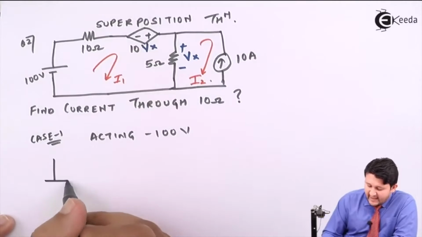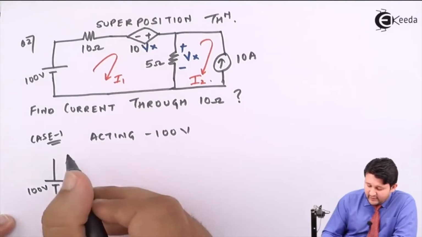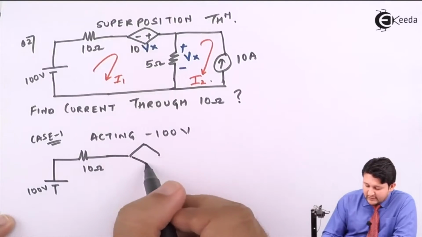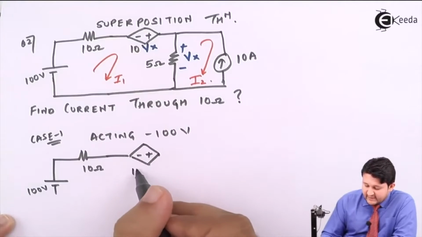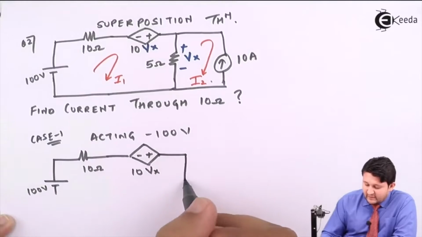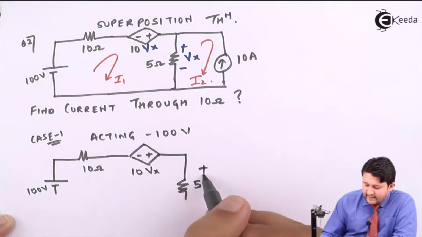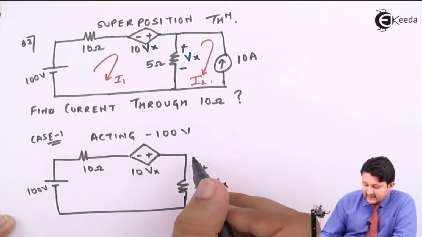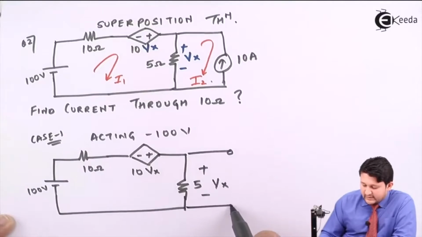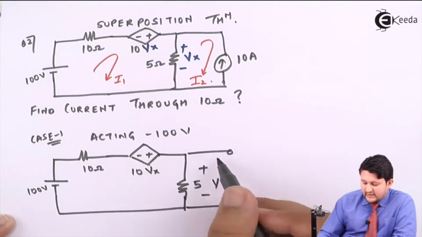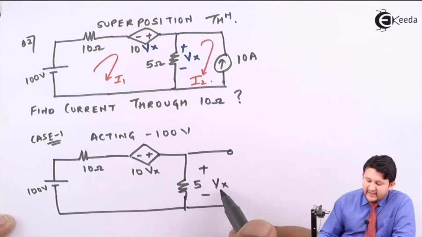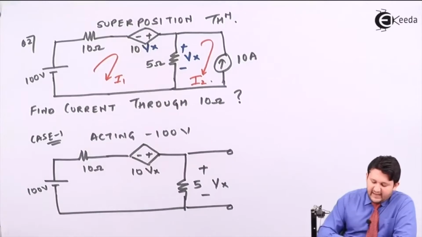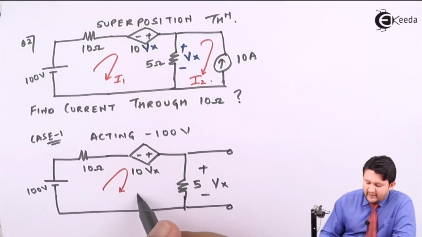So first case, having 100 volt. So this will be a 10 ohms. Again a voltage source, this will be minus plus. This will be 10 Vx. This will be your again a 5 ohms, plus minus. This will be your Vx. Again a circuit, because since this current source was kept open, you just need to neglect this loop because there won't be any current flowing through it. So you have only one loop, and one loop will have one unknown current, that will be your I1.